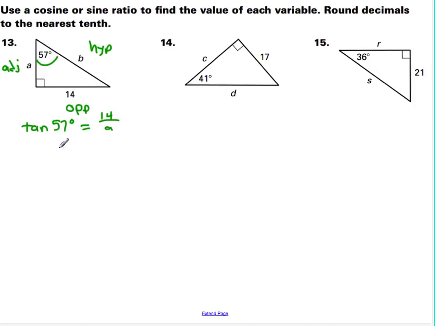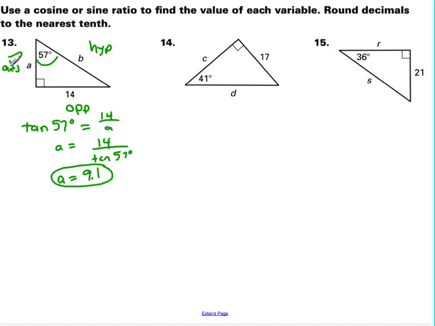I'll cross multiply and divide, and I'll have A equals 14 divided by the tangent of 57 degrees. Again, that's cross multiplying. This would give me A times the tangent of 57 degrees, then I'll divide both sides by the tangent of 57 to get this. In my calculator, A would equal approximately 9.1 to the nearest tenth.